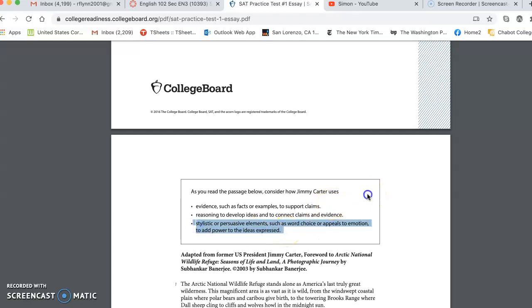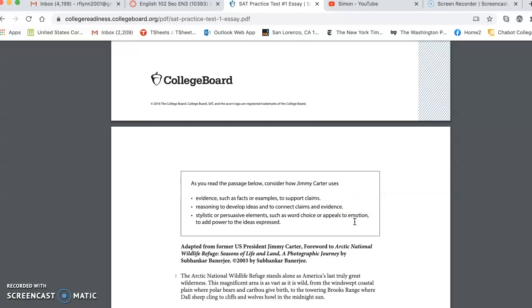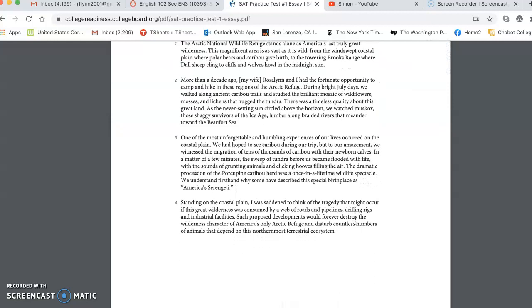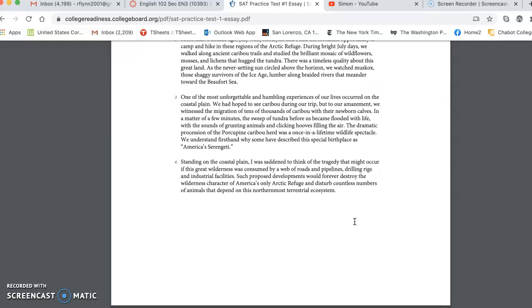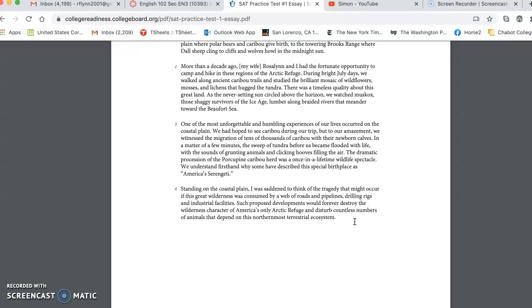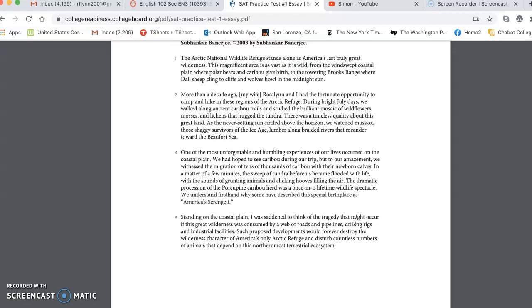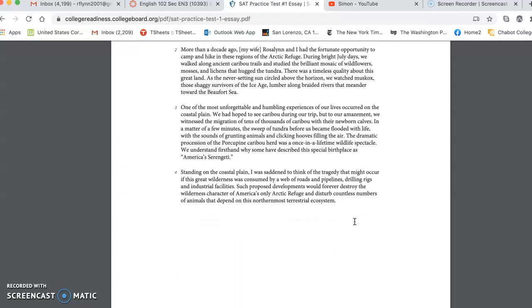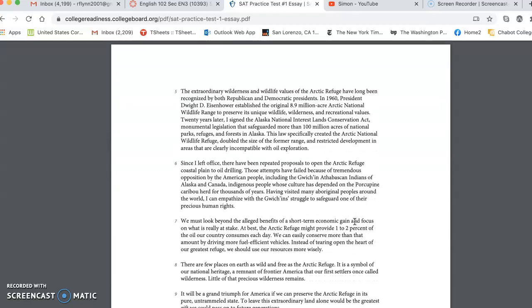So it's kind of a short list of elements, and I've given you the hint that this one pushes a lot of emotional buttons. And then as you read it, you're just kind of getting a critical eye. What's the quality of the evidence? What are his arguments? How does he pull our heartstrings?